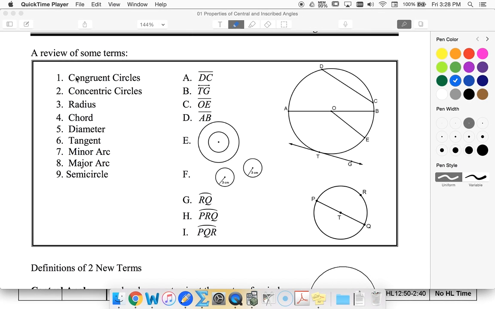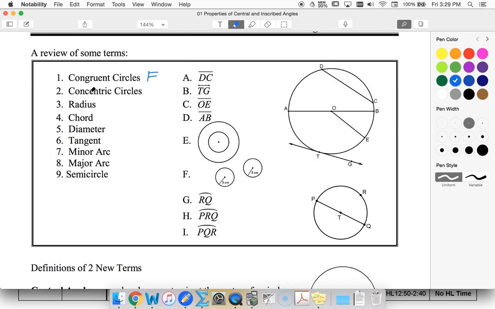Right, so here we are in our first lesson of the circle theorems, and this is a follow-up from the investigation that we did. And so here are some terms that we need to make sure we know. So congruent circles are circles that are the same size. So here we've got circle F, both have radii of 3. So congruent circles, we can see in F.